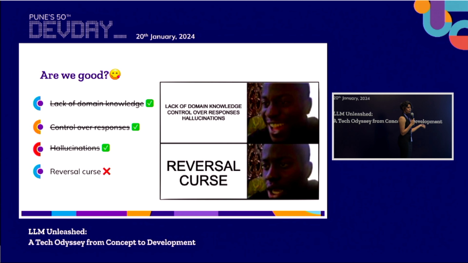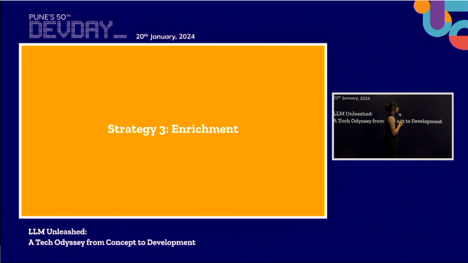Oops, there's one thing that we forgot. This is the reversal curse. Do we even know why we are not able to address this problem very properly? Let's first understand what the problem is. And to solve this problem, we need to enrich our model in one way. Let me give you one example.